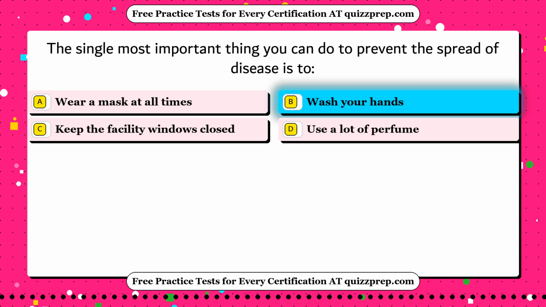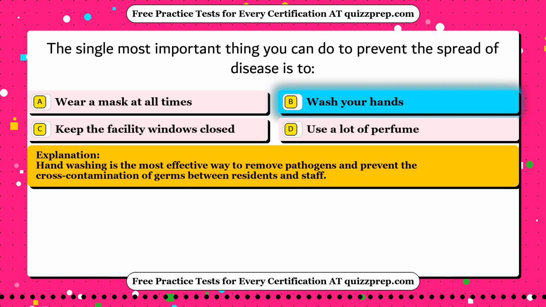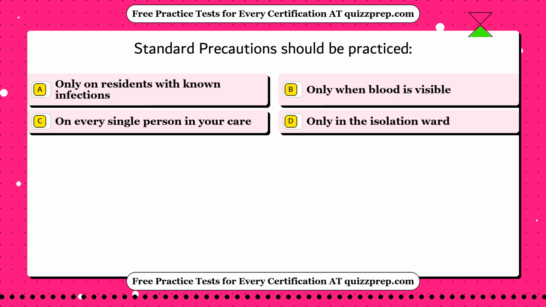The correct answer is option B, wash your hands. Hand washing is the most effective way to remove pathogens and prevent the cross-contamination of germs between residents and staff. Question 21. Standard precautions should be practiced.